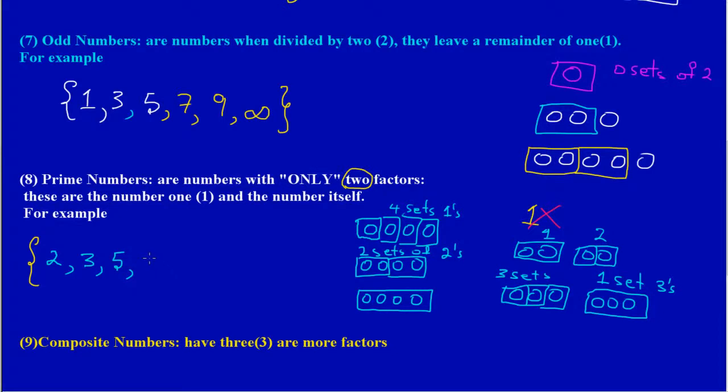6 wouldn't be a prime number because 1 can be divided into 6, 2 can be divided into 6, 3 can be divided into 6. 6 is not a prime number. Let's check 7. Only 2 numbers can go into 7, and that's 1 and 7 itself. Let's check 8. 8 is not a prime number because 8 can be divided by 1, by 8, by 2, and so on. So it goes up to infinity.